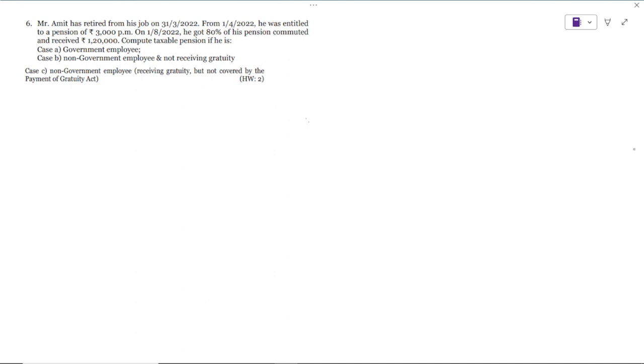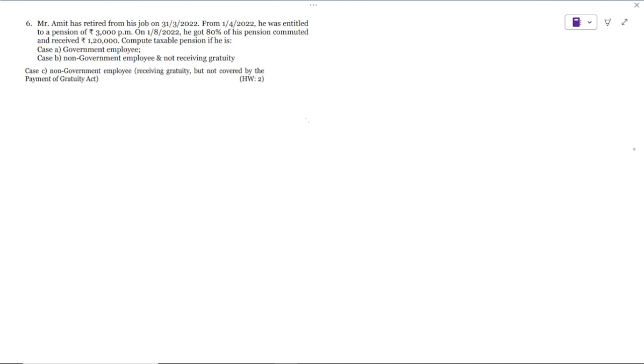Every month from August till March, only 600 he will get per month as pension. Okay. So April, May, June, July, 3,000 per month pension. August, September, October, November, December, January, February, March, only 600 per month pension. Okay, and this is fully taxable.